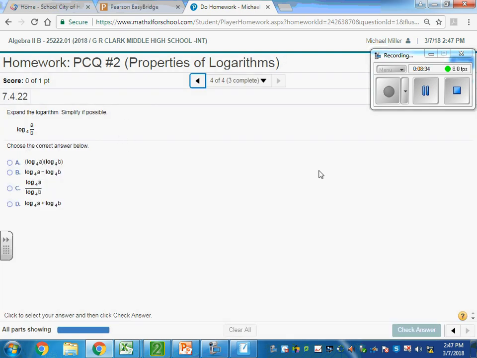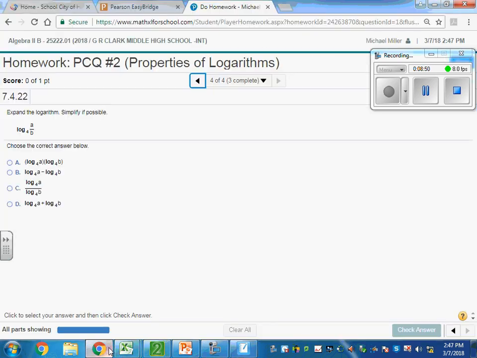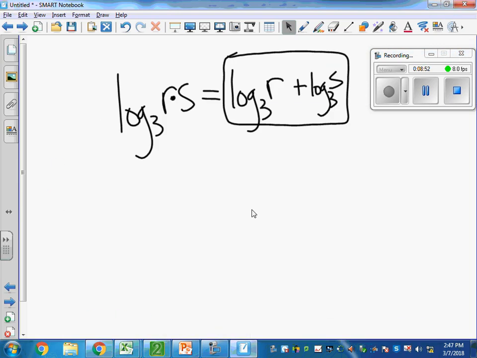Okay. Expand the logarithm. Simplify if possible. Log base 4 of A over B. Oh my god, you guys can tell that I am really, really tired. I can't even speak my own talk today. I'm so tired. Log base 4 of A over B.